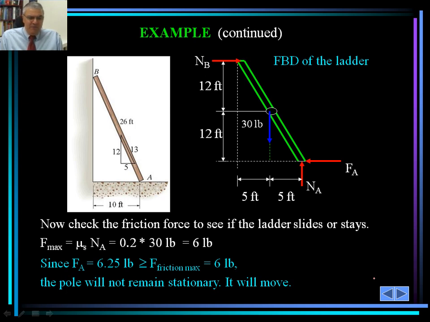F sub max would be mu sub s multiplied by n sub a. So as such, the mu sub s, the coefficient of friction, is given here as 0.2. Multiply that by 30. It turned out to be 6 pounds. Now, since f sub a that we just calculated up here is greater than the maximum force caused by the friction that I just calculated, 6 pounds, then the pole will not remain stationary. After we let it go, it will move.